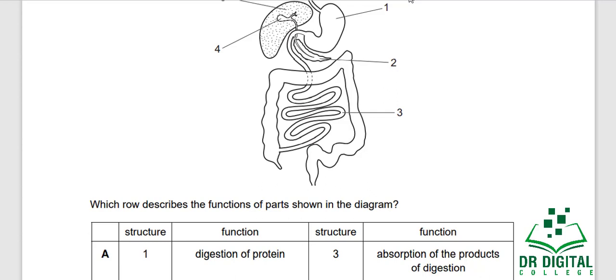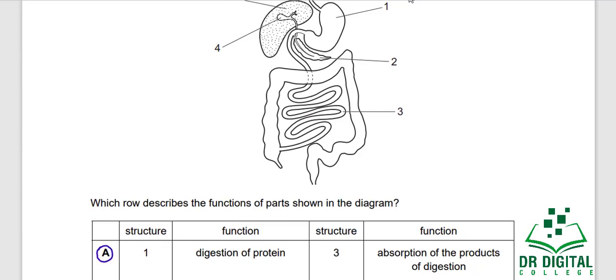Structure 1 is for the digestion of proteins. Yes, it is for the digestion of proteins. Structure 3, what is 3? The intestine. This is for absorption of the products of the digestion. Yes, it is absorbing the products of digestion. So the answer for this question should be A.